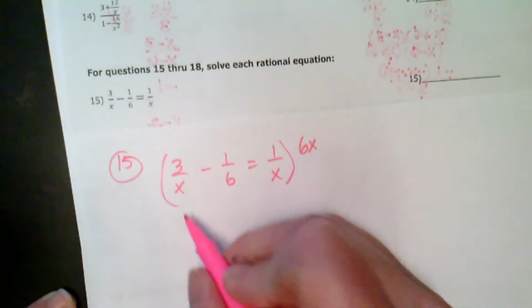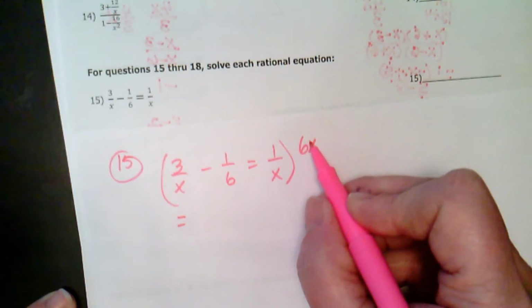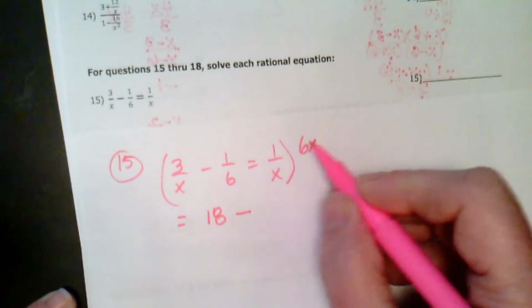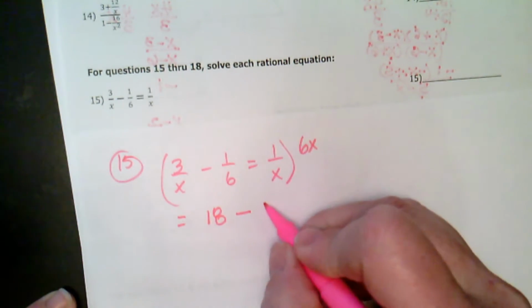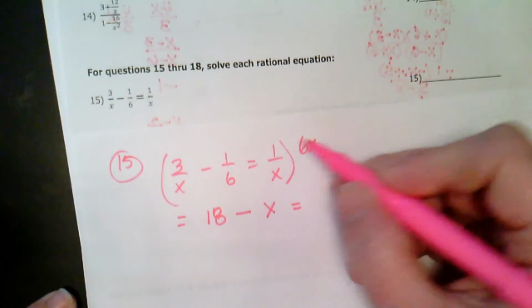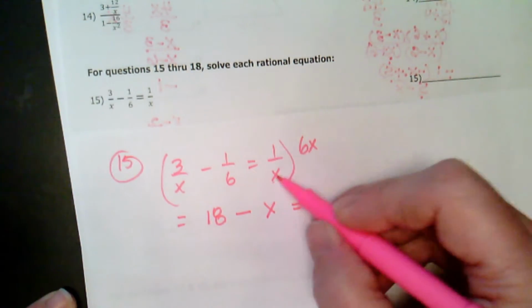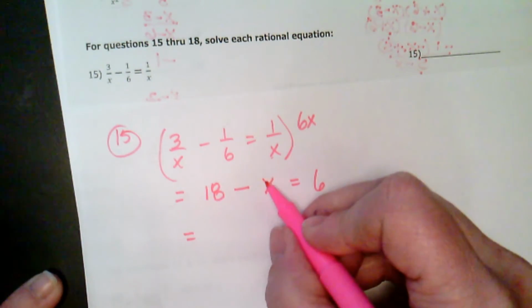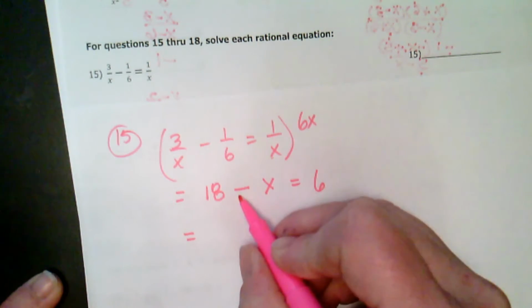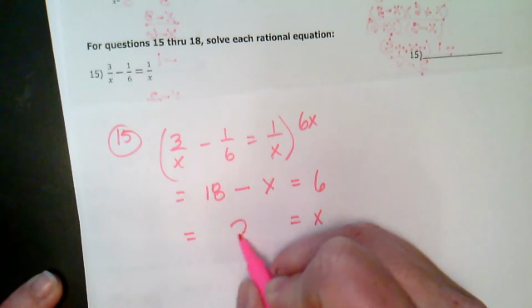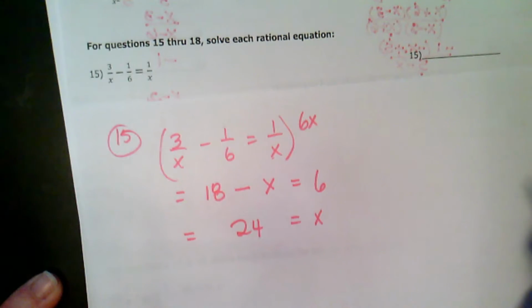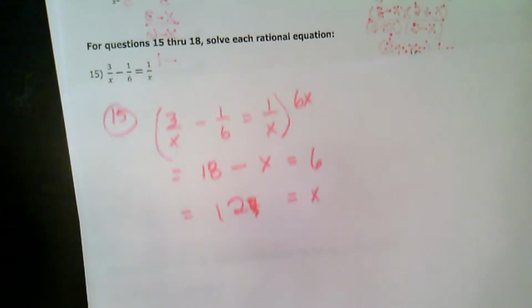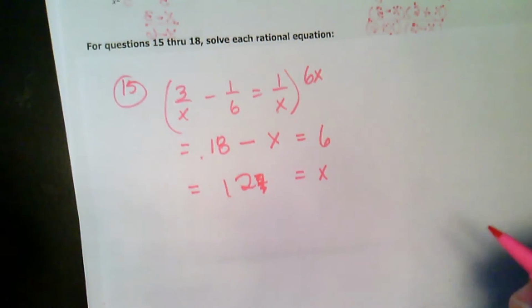And then we simplify it as we go. So 3 over x times 6x, the x's would cancel out, and then we'd live with 18. 1 over 6 times 6x, the 6's would cancel out and leave the x. And then 1 over x times 6x, the x's would cancel out and leave the 6. And then we can solve this. I think I'm going to bring my x over here and my 6 over here. Sorry, this should be 12. So 18 minus 6. So my answer is 12.